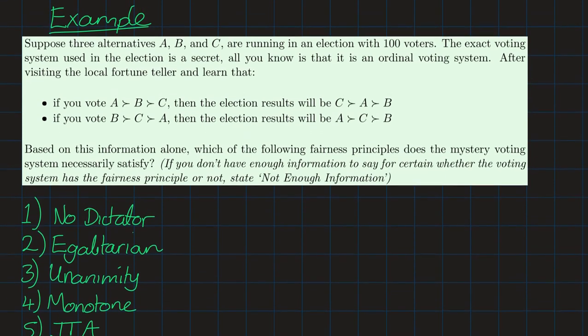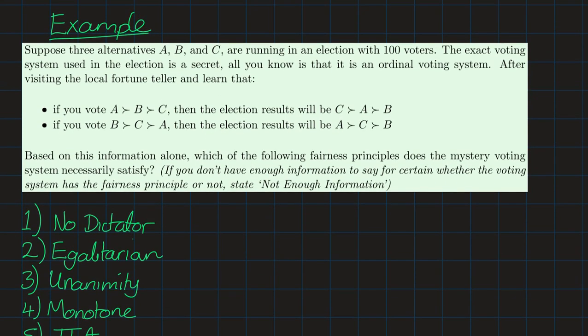It's a word question, and the question reads: suppose there are three alternatives, A, B and C, running in an election with 100 voters. The exact voting system used in the election is a secret, so you don't know what the voting system is. All you know is that it's an ordinal voting system. So it can be any voting system. It doesn't even need to be one of the ones that we've spoken about. It could be something we haven't spoken about yet. It could be any voting system.